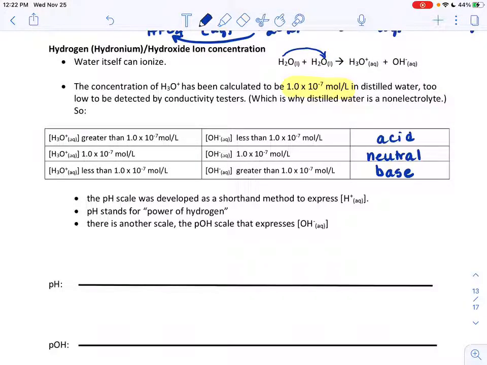Now, the pH scale was developed as a method of expressing that H+. It makes the math, when you don't have a calculator, a little bit easier to do. pH stands for the power of hydrogen. There's also another scale called the pOH scale that expresses the hydroxide ion concentration. I'm going to show you both scales and then how to do calculations involving hydronium and hydroxide to find the pH and the pOH.